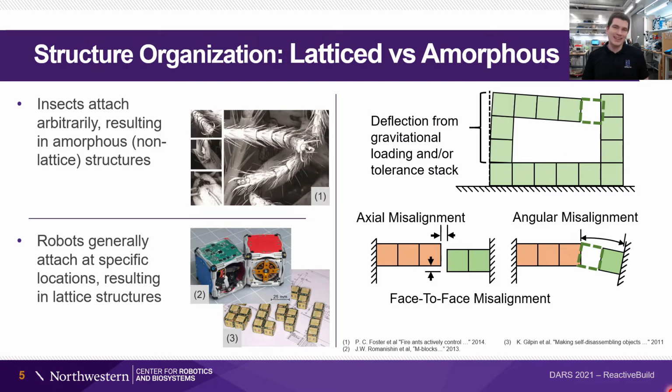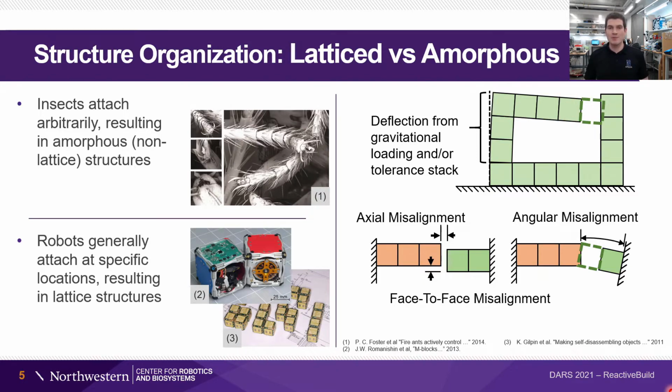The problem with highly latticed structures, however, in the context of large-scale self-assembly, is that you may run into issues where the robot cannot actually build any further. Consider, for example, tolerance stack or gravitational loading. These might cause deflection such that a given robot cannot complete the structure.